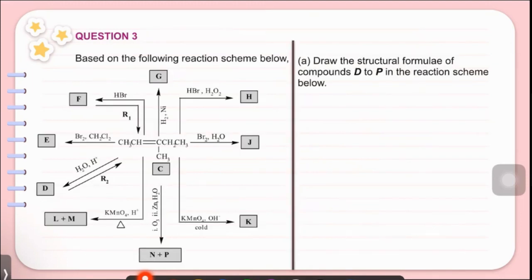Okay, and then now question number 3. Based on the following reaction scheme below, A, draw the structural formula of compound D to P in the reaction scheme below. Okay, so now we are starting with this compound C. So compound C is an alkene compound. Why alkene? Because it contains the functional group C double bond C. Okay, so this alkene is unsymmetrical.